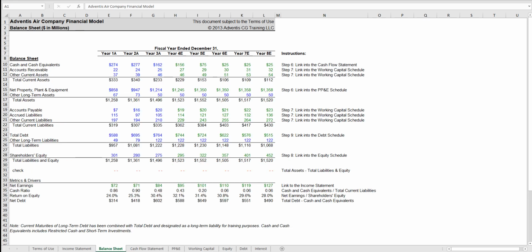Now we're going to go through the balance sheet. The balance sheet is a snapshot of a company's financial position at a point in time. It shows the assets, liabilities, and shareholders' equity balances, in this case on the last day in the calendar year. In this case, we have 3 years of historical statements and 5 years of forecasted statements, just like the income statement. Note how cash for each year comes from the cash flow statement. This is the common link between the cash flow statement and the balance sheet.